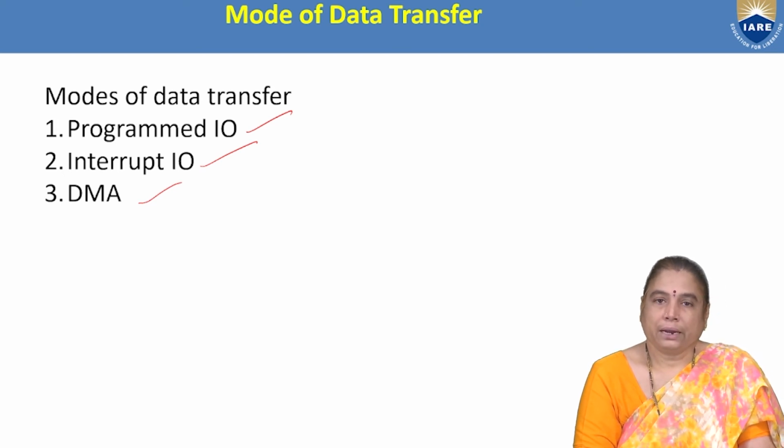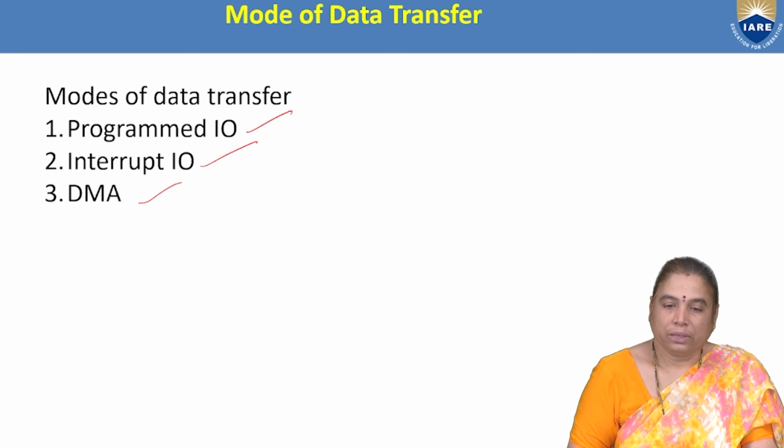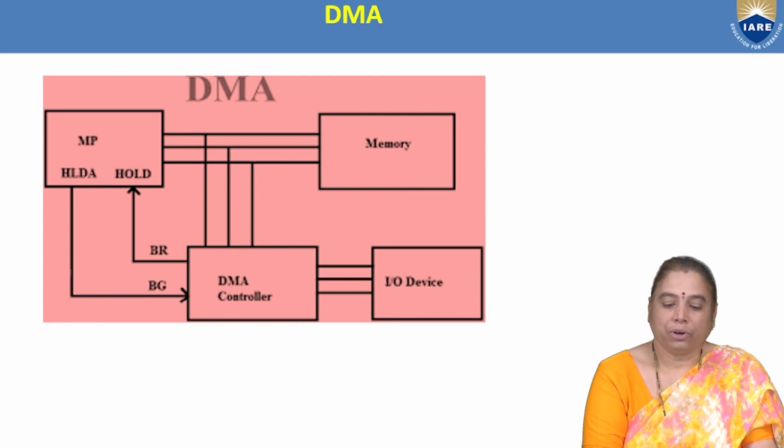In case of direct memory access, instead of going through the CPU during the data transfer, the input-output devices can directly be involved in the transfer of the information. So these are the three modes of data transfer. How DMA has to be used. So here all I/O devices can be controlled with the DMA.